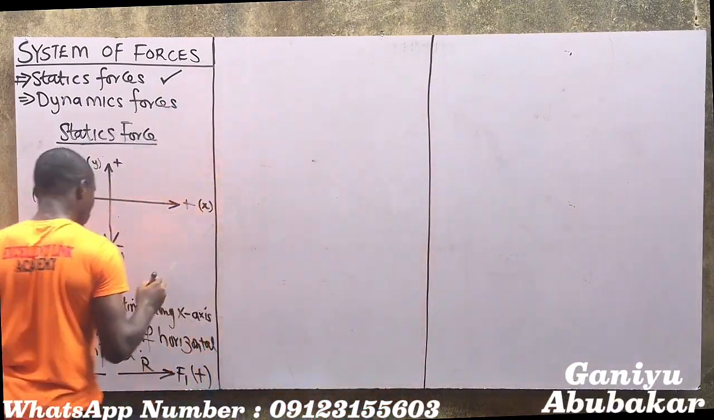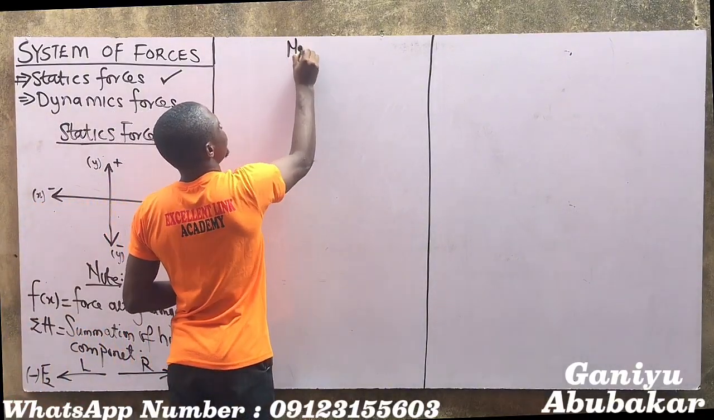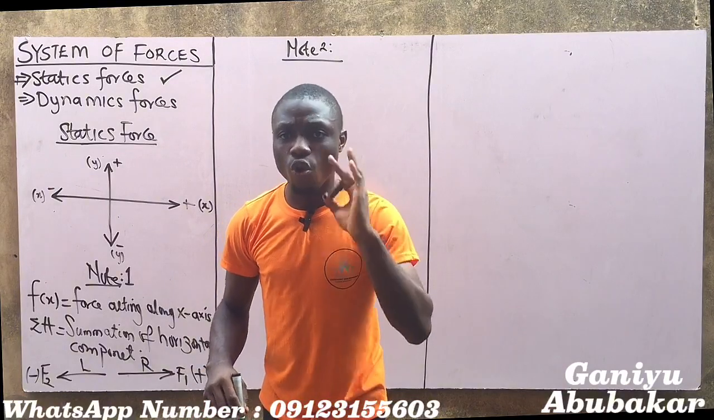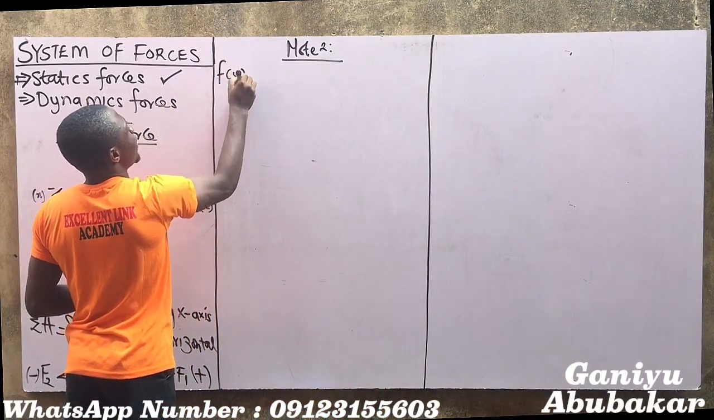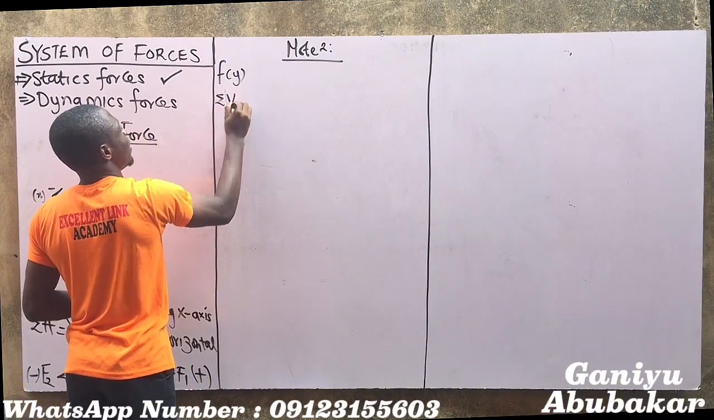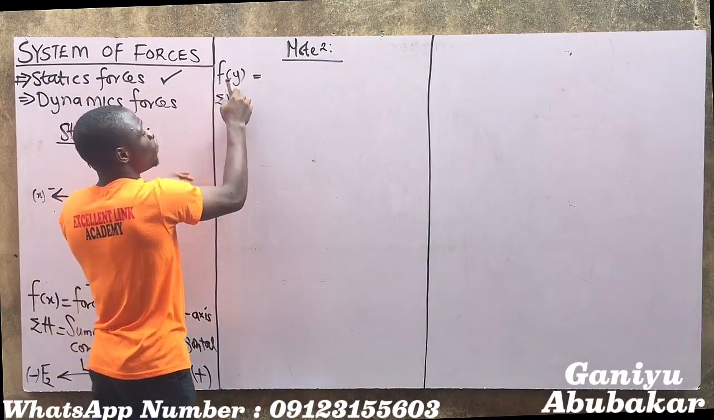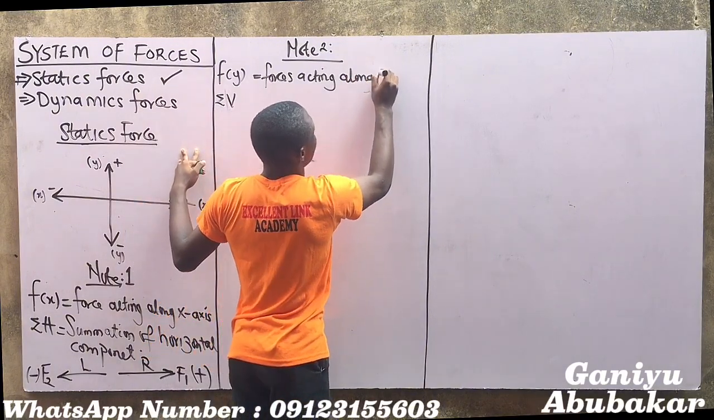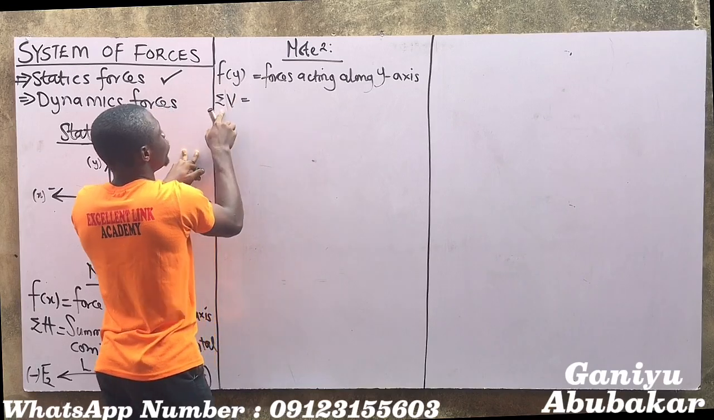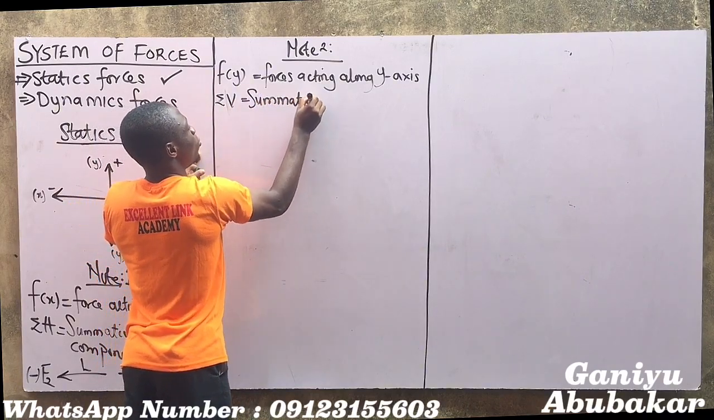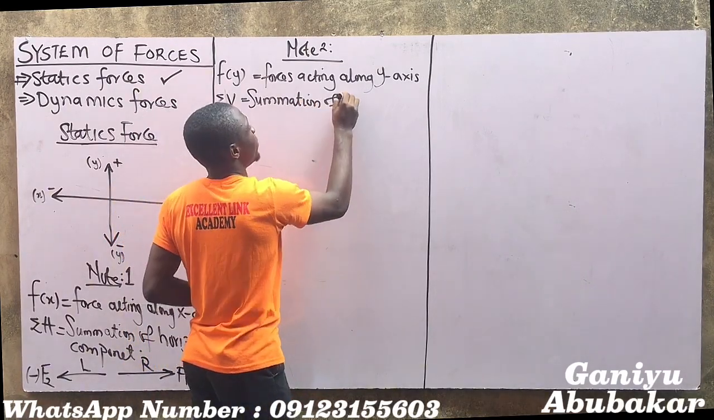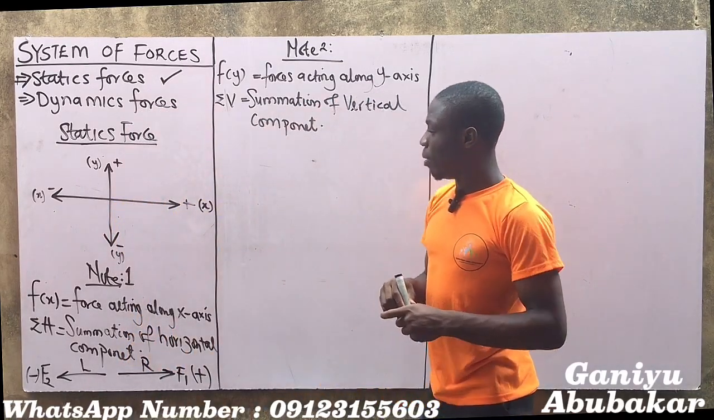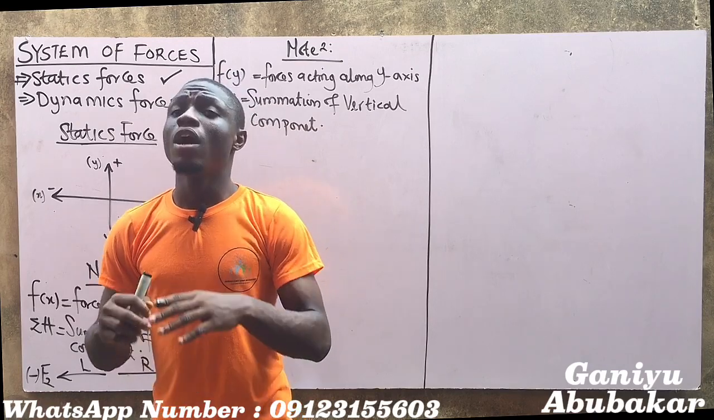Note number 2: any force acting along the y-axis is called F of y, or summation of V, that is summation of vertical components, where F of y means forces acting along the y-axis. That's the concept behind this: any forces acting vertically.